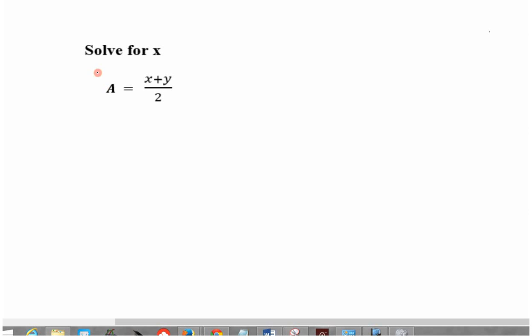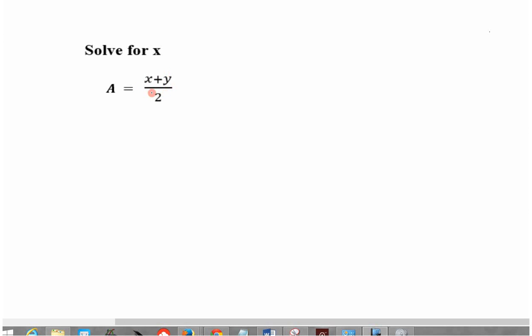Hey everyone, it says solve for x, and we have a is equal to x plus y over 2. So to solve for x, we have to get x all by itself on one side and everything else on the other. And currently x is on the right side. There's no x's over here on the left. So let's work on getting x by itself on the right.